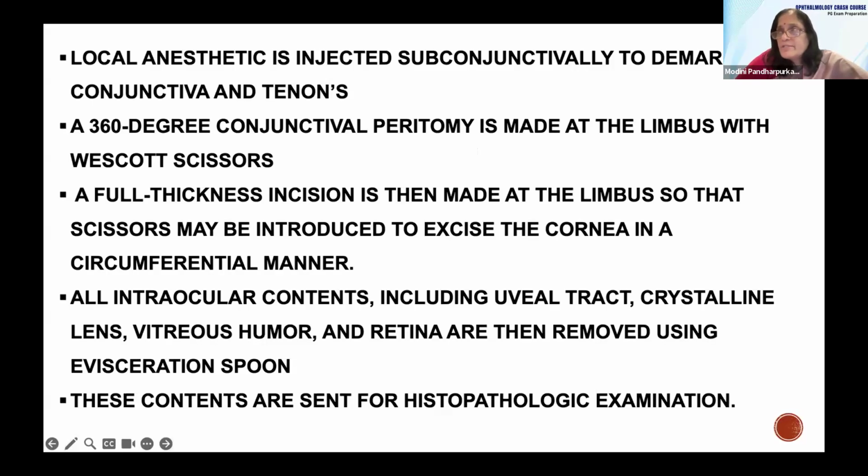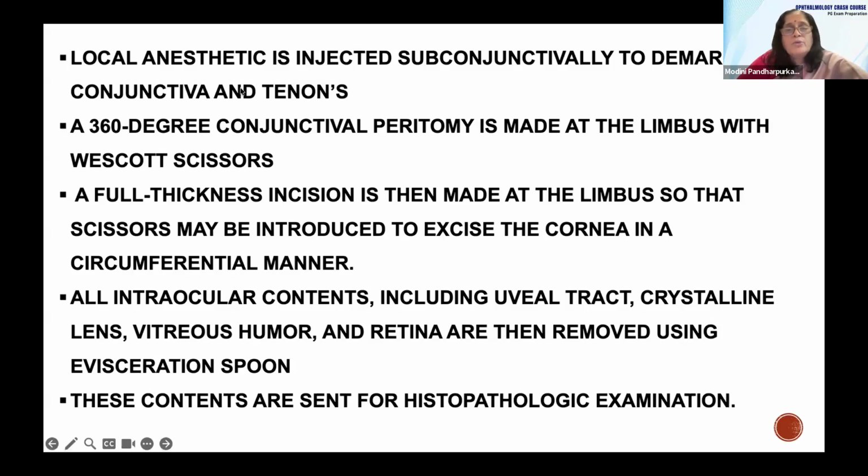Now the principle of evisceration is that most people with eviscerations can be rehabilitated with a cosmetic appearance later on. That requires placement of an adequate sized implant. Then later on, once the socket heals, you put a prosthetic eye in the socket to give the patient a good cosmetic appearance.